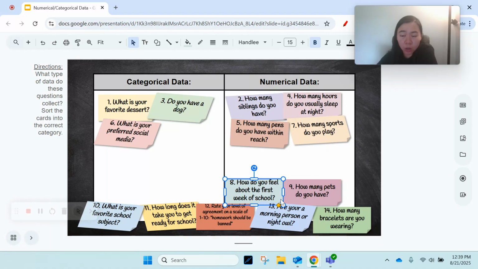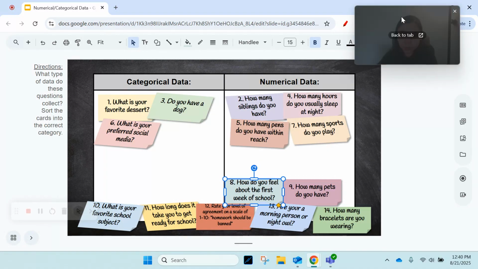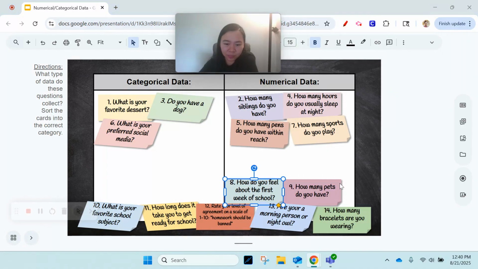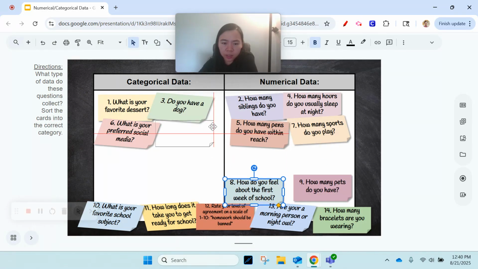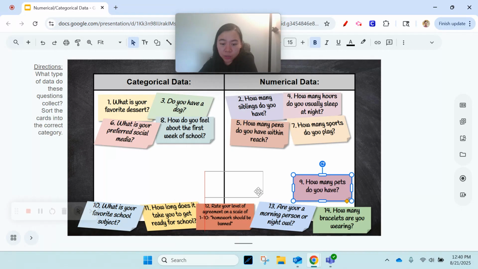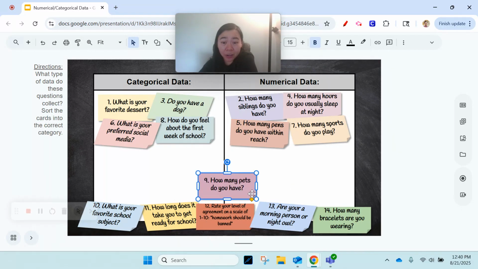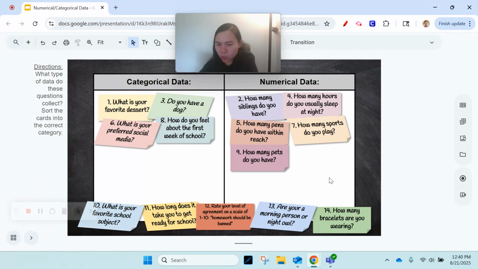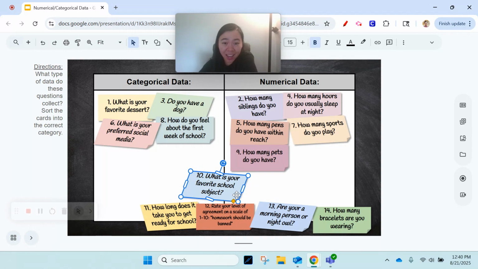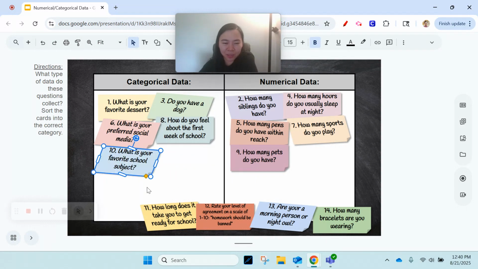How do you feel about the first week of school? Is that going to give you a word answer or a number answer? How do you feel? Good? I hope you feel good. That's going to be categorical. How many pets do you have? Are you guys seeing a pattern in the numerical data and those types of questions? There's something similar about all these questions. What is your favorite school subject? Math. For me, I don't know about you guys. That is a word answer, so that one's going to be a categorical question.